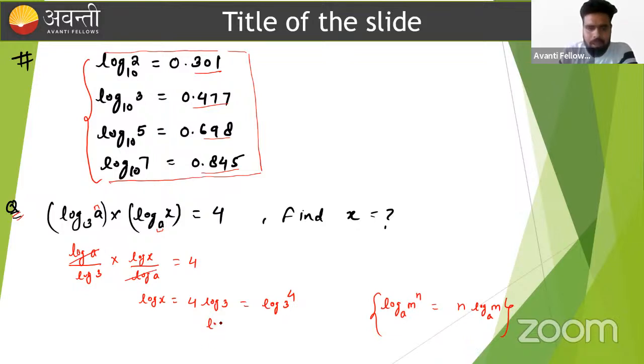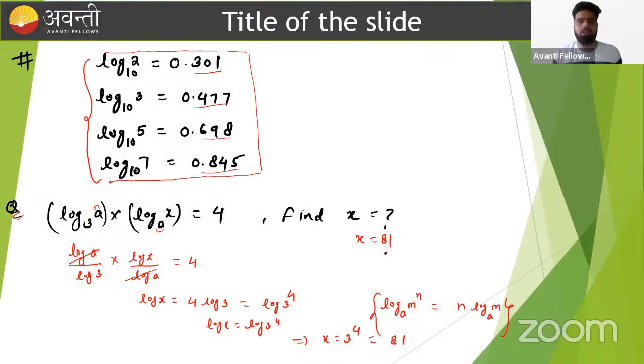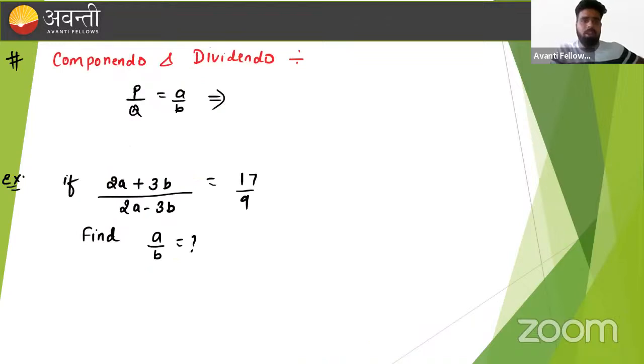So what we see here, because log is an operator, and if we remove the operator from both sides, what will we get? x equals nothing but 3 raised to power 4, that is 81. So what is the right answer of x, beta? 81. I hope this is clear. And that is the easy and tricky type of problem. Okay, so let's move to the next.